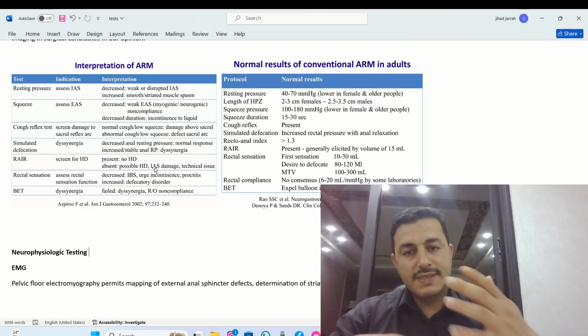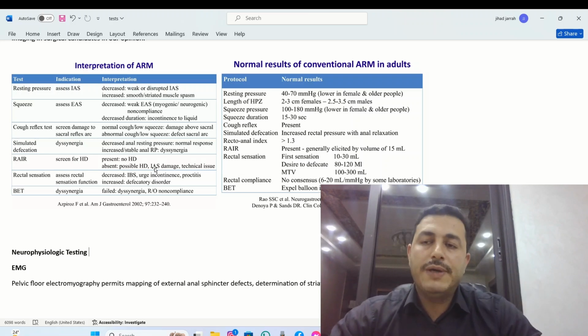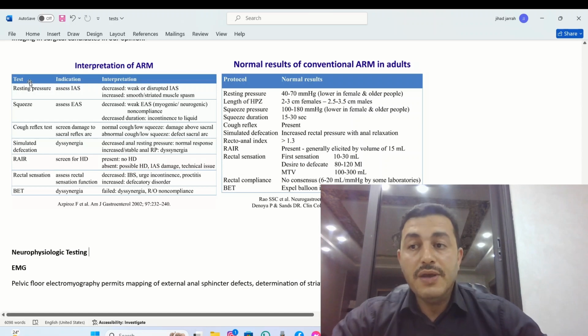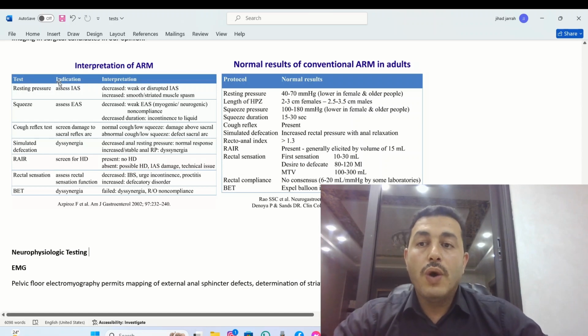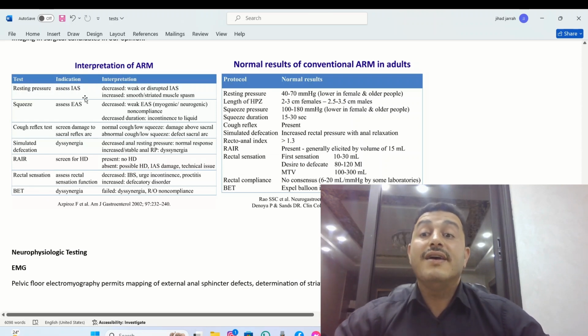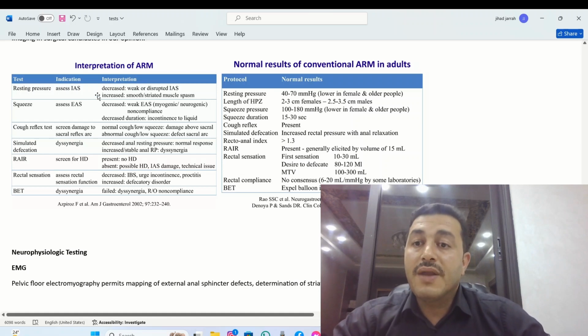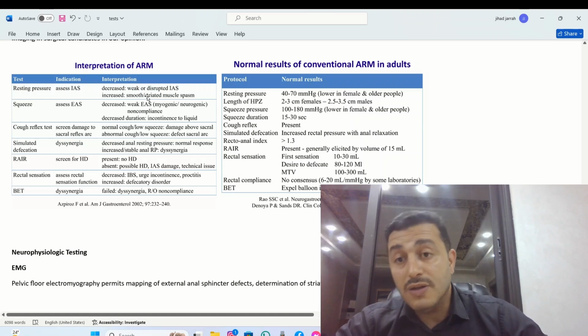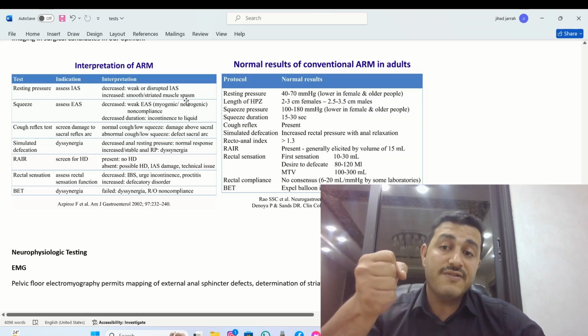We said it's like the conclusion of the anal manometry part of this lecture. You can see here are the tests and what do they reflect and what do they mean. For example, resting pressure, we said it assesses the internal anal sphincter. If it is decreased, so weak and disrupted internal anal sphincter. If the resting pressure is increased, this means either the internal or the external anal sphincter has spasm.